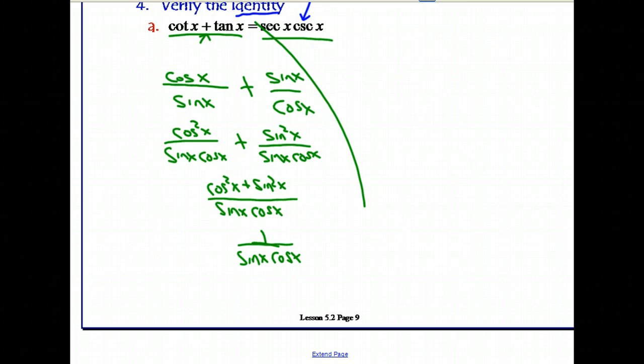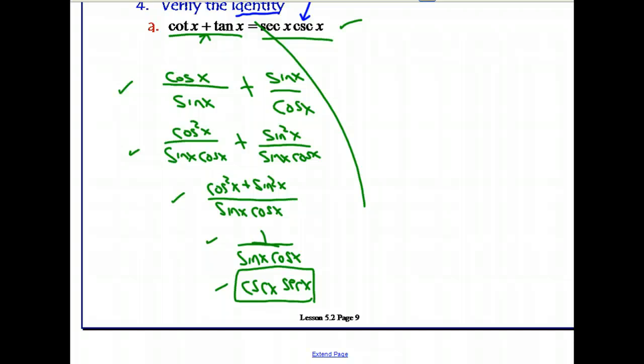And then you remember your reciprocals. What's 1 over sine? That's the cosecant. What's 1 over the cosine? That's the secant. And look, guys, my left side matches up with my right side. I am now officially done. And again, you want to work on one side and keep working until it looks like the other side. And I would say the more complicated side is usually the side where you have to add or subtract.